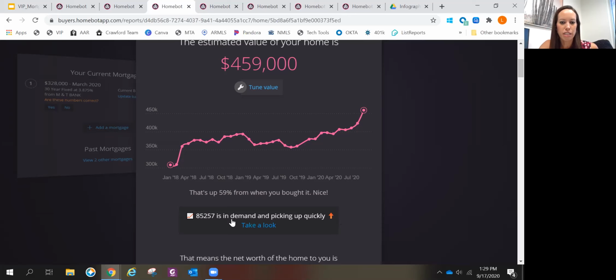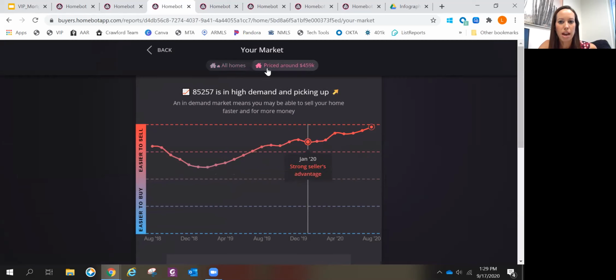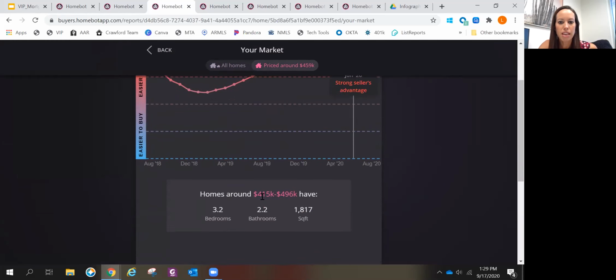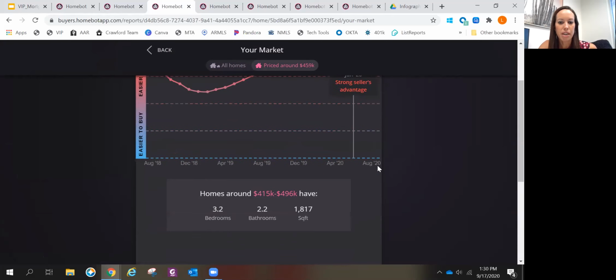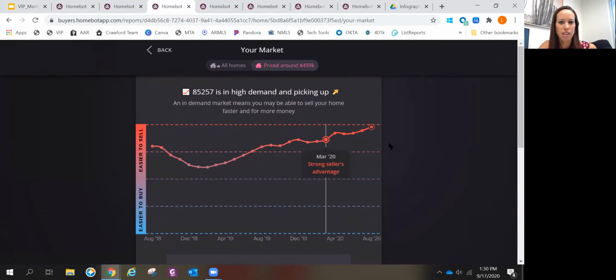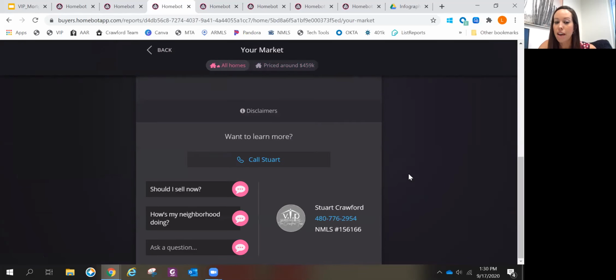Is their zip code. It says it's in demand and picking up quickly. So if you hit take a look, it tells them about their zip code, homes in their zip code around their price point. So right now it tells them it is a strong seller's advantage. Homes in their price point have this many bedrooms and this many bathrooms. And there's also a should I sell now? How's my neighborhood doing? But yeah, some great info for them. It usually says how long it takes to sell too.